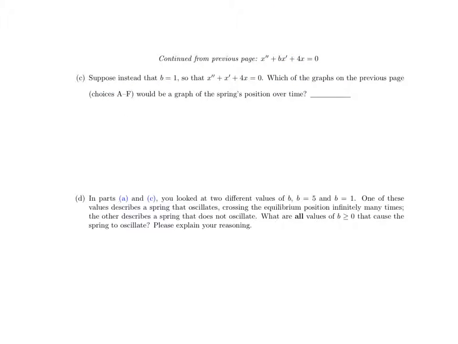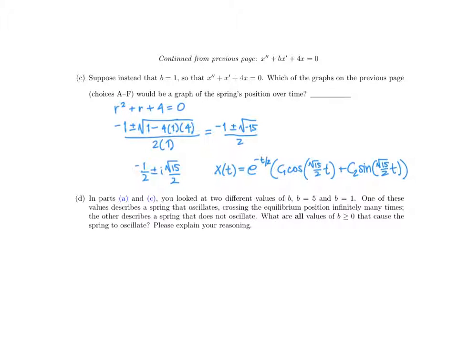This is a continuation of that problem, and it says suppose that b equals 1. So the differential equation actually looks like this, and it says, which of the graphs on the previous page would be a graph of the spring's position over time? Twist. Oh my god. So we're not quite done with all those graphs from the previous page. We need to figure out exactly what the general solution looks like for this particular type of differential equation. Let's take a look at its characteristic equation. Let's find those roots.